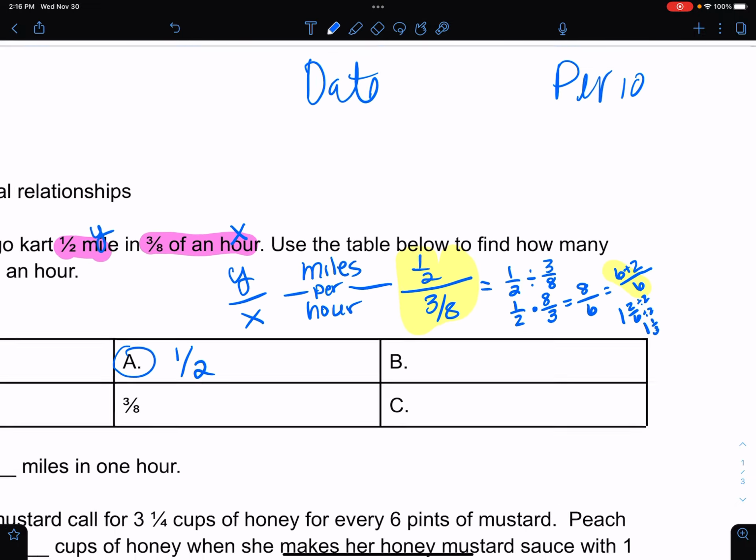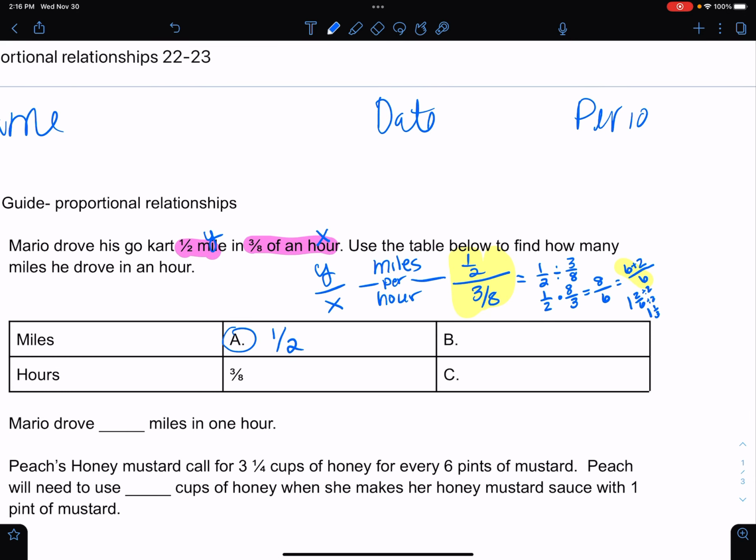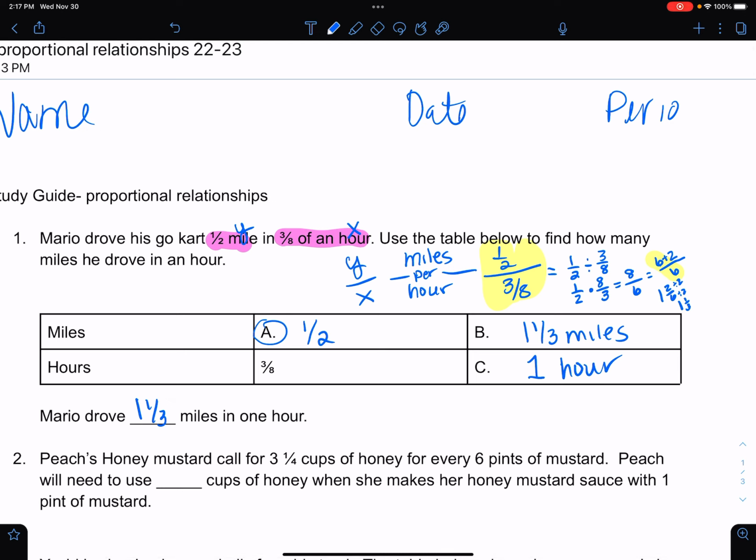So I'm going to fill this in. Let's make sure. It's trying to find out miles per hour. So miles per hour, it went 1 1/3 miles per 1 hour. So 1 1/3 miles in 1 hour. And so we'll fill this in down here. 1 1/3. When you're taking this on Performance Matters, they may have you drag them where they're supposed to go. But I'm just kind of reminding you that no matter how you see it, you're going to have to figure that part out. Knowing the math is the most important part.